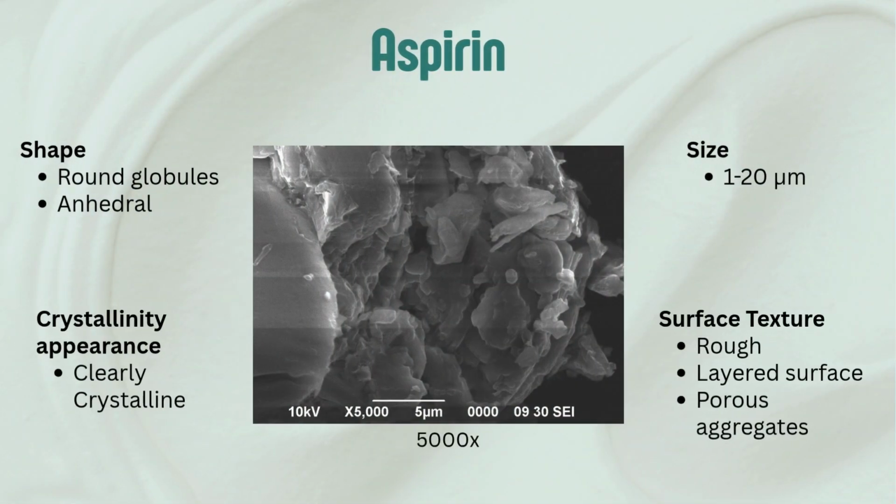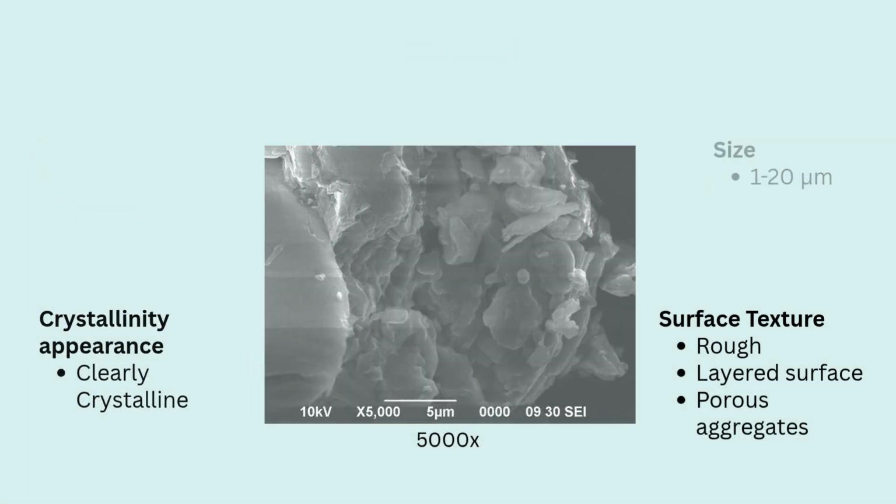Aspirin was observed at 5,000 times magnification under SEM. The particles appear irregular and heterogeneous, with size ranging from 1 to 20 micrometers. The sample shows a clearly crystalline appearance, and in terms of surface texture, the particles have a rough and layered surface with porous aggregate. This morphology is consistent with a typical direct compression or wet granulated aspirin tablet viewed at high magnification, where the active pharmaceutical ingredient retains its crystalline character but is mechanically deformed during manufacture.